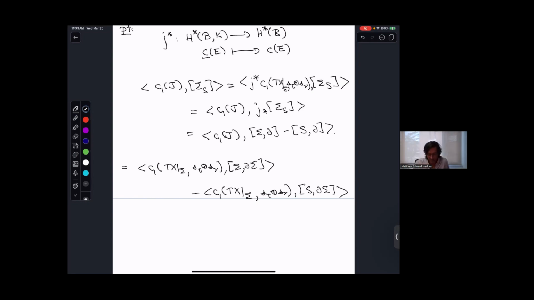Okay, so we get these two different terms, which are evaluations of relative Chern classes on relative homology classes. Each of these breaks up according to the Whitney sum formula. So in both cases, we have a splitting, and one reduces to C1 of T sigma relative to the trivialization that we get by just the tangent vectors to sigma along the boundary.